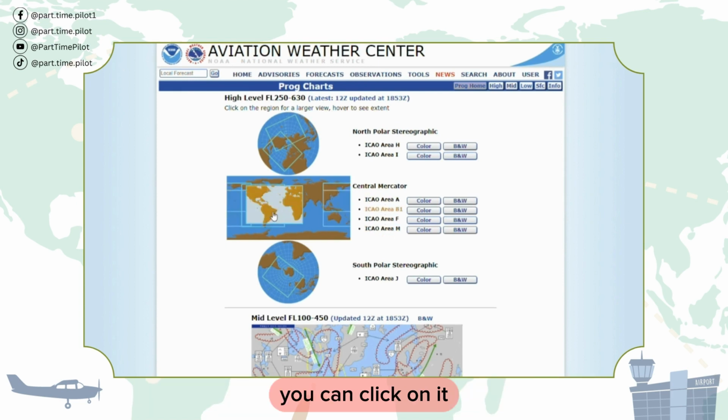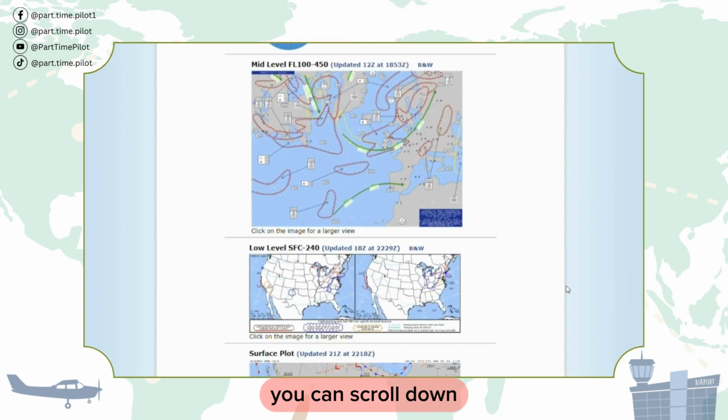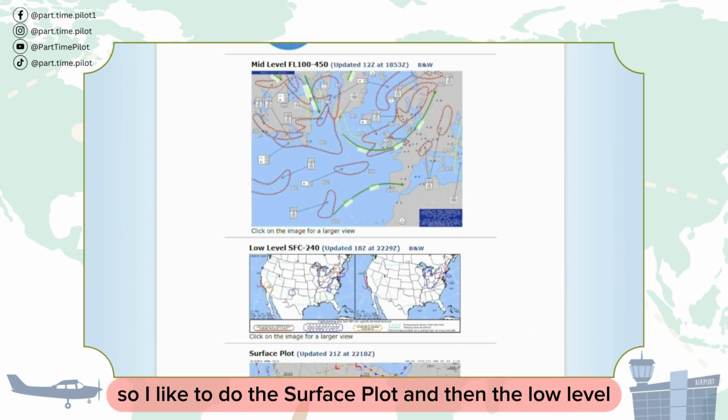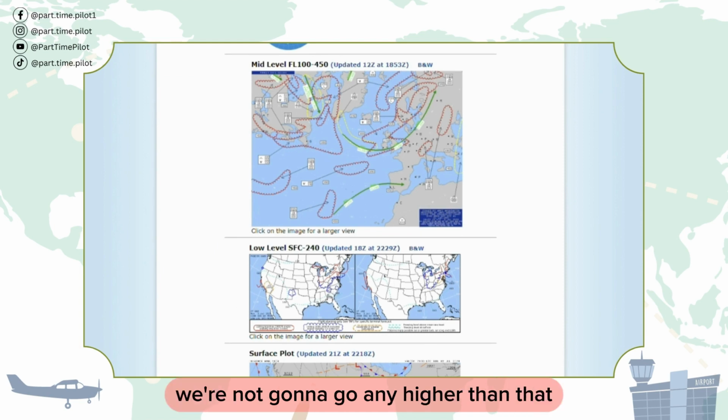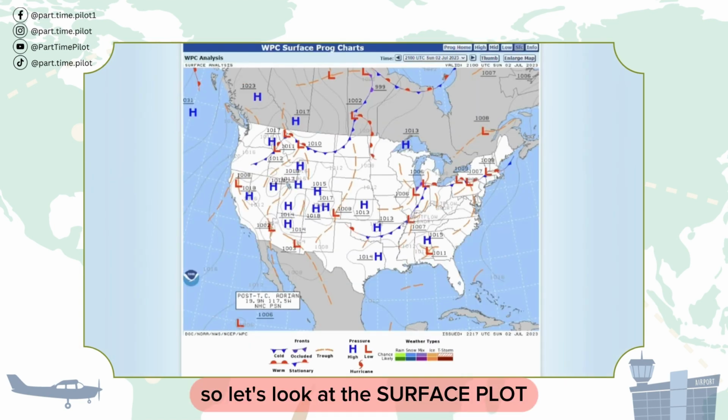You can click on an area of the world if you wanted to, or you can scroll down and just do the United States. I like to do the surface plot and then the low level, because the low level is surface to 24,000. As a general aviation pilot, we're not going to go any higher than that. So let's look at the surface plot.